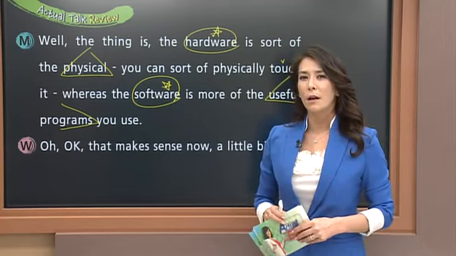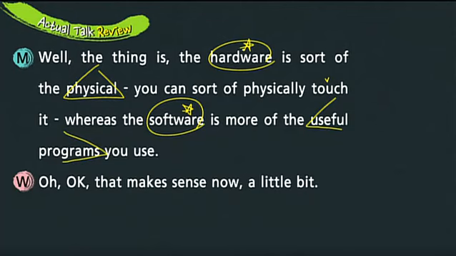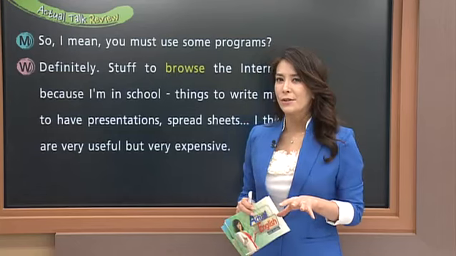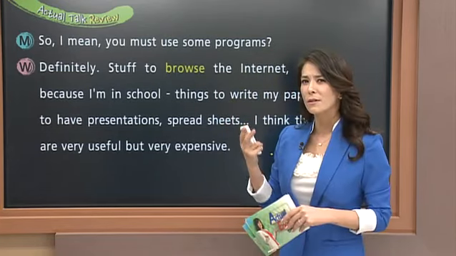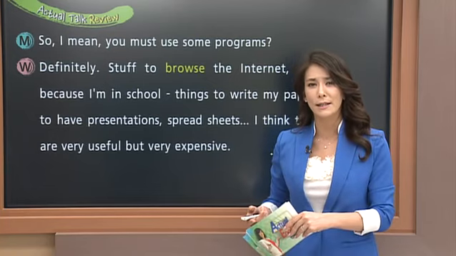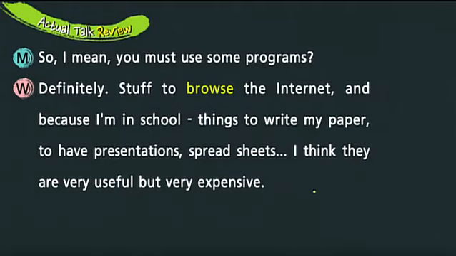And then Michelle says, oh, okay, that makes sense now a little bit. So she doesn't fully understand what he's trying to explain to her, but she gets some kind of idea. So Eugene tries to ask her a question. He says, okay, so I mean, you must use some programs, don't you? You must use some programs if you have a computer and if you use a computer. And she says, definitely. Stuff to, things to, programs to browse the internet.